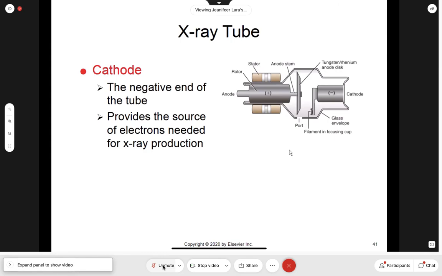Yeah, the effective focal spot does not leave the X-ray tube. So if I were to look at all of this and go back and label, we know that the stators stay outside. We know that the rotor is on the inside of the envelope, whether it's metal or glass. We know that the anode stem connects the rotor to the anode disc. We know what the anode stem is made of, what the rotor is made of, and what the stator is made of. We know how the stator and the rotor interact with each other.